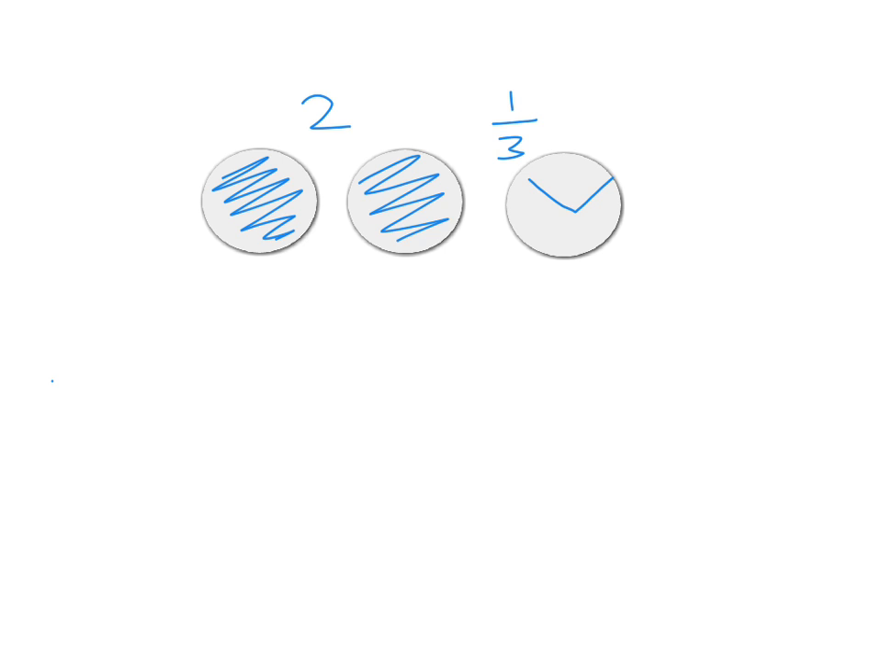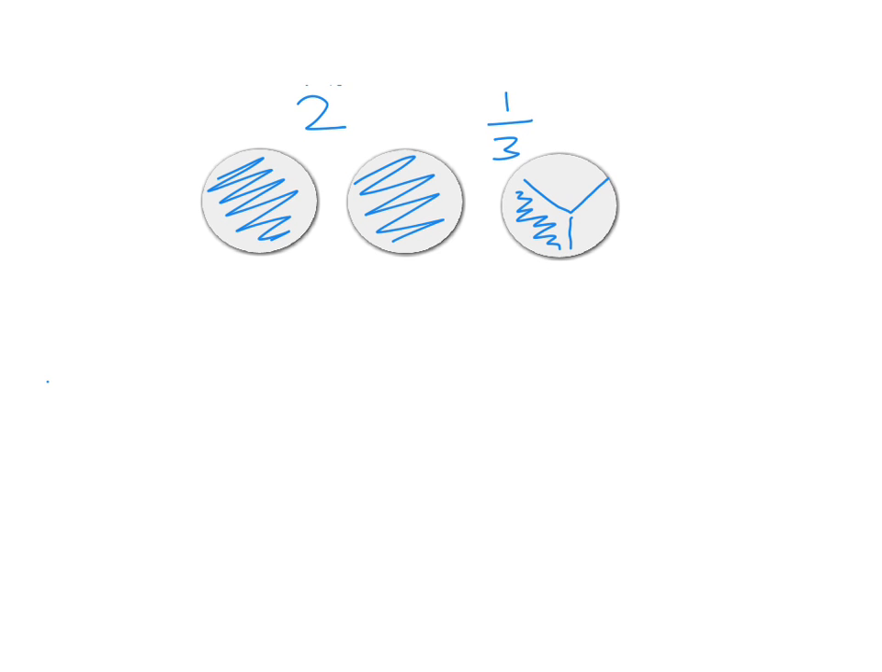Let's do another example. This time I am going to show you the mixed number 2 1/3. So here I have one whole, then I have 2 wholes, and here I am going to shade in 1/3. Again, my mixed number is 2 1/3. But like I said before, I can write that whole number as a fraction.